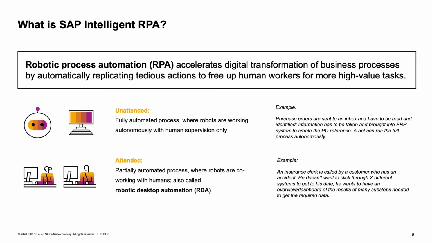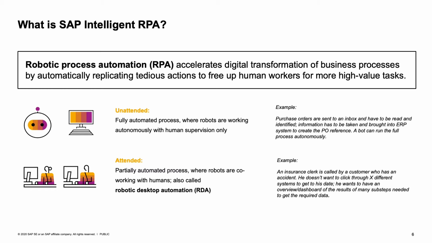Let's revisit the definition of RPA. RPA is a digital enablement technology that predominantly leverages a combination of user interface and service level features to create automation routines. RPA currently is one of the most popular forms of AI application areas, as it allows companies with legacy systems to automate their current workflow and accelerate digital transformation of business processes by automatically replicating tedious actions to free up human workers for more value-based tasks.